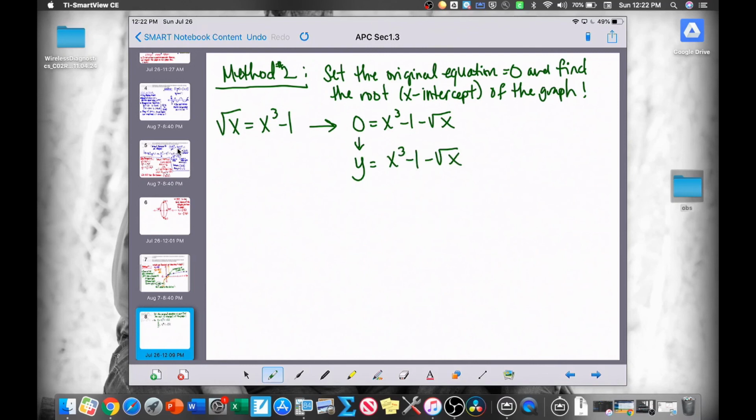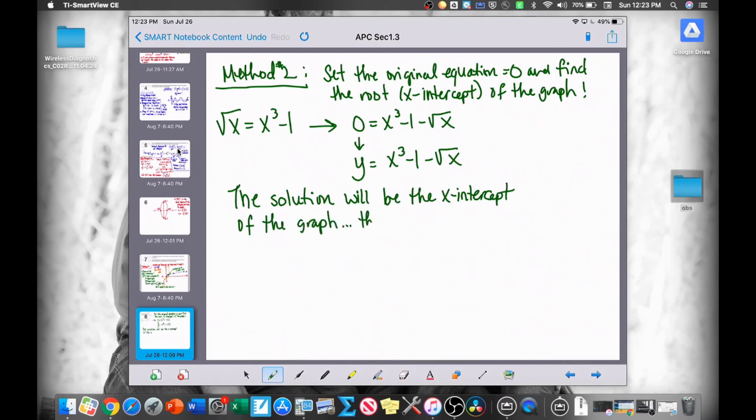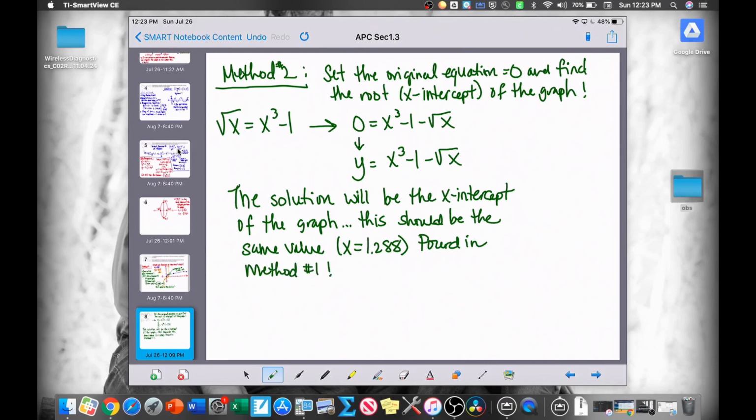And this time, my solution will be the x-intercept of the graph, and this should be the same value, which was x equals 1.288, found in method 1. Okay, so let's verify that this is true.